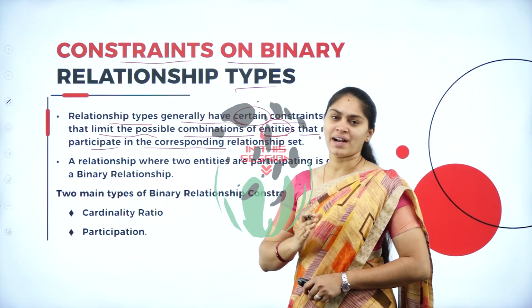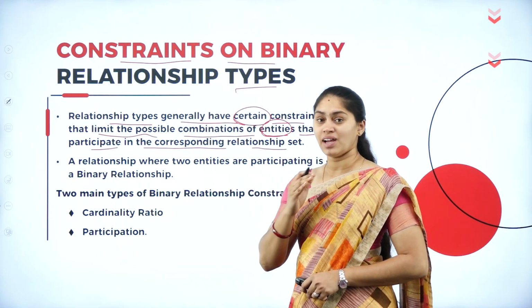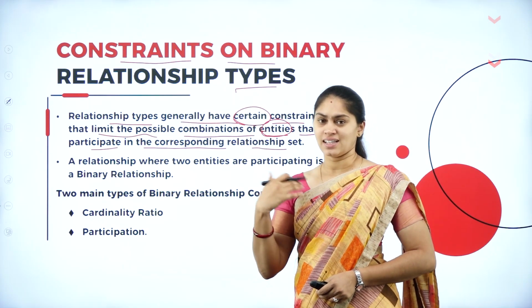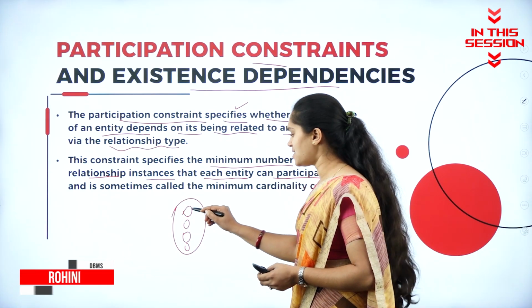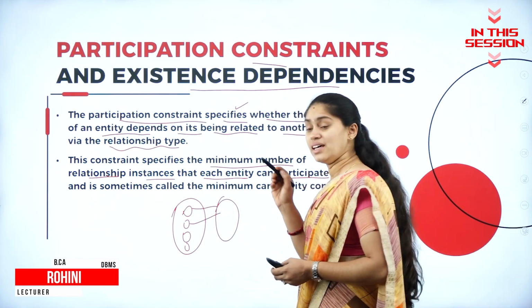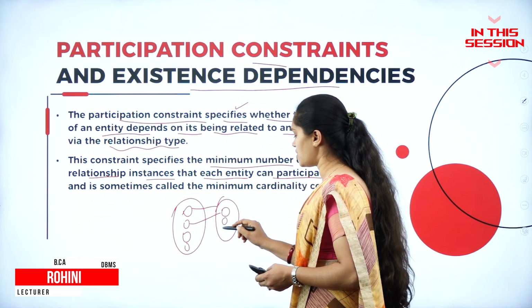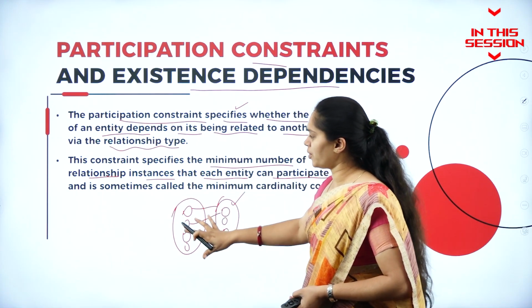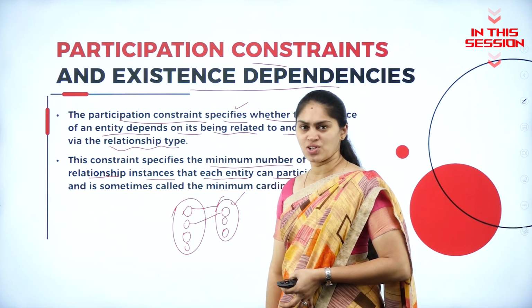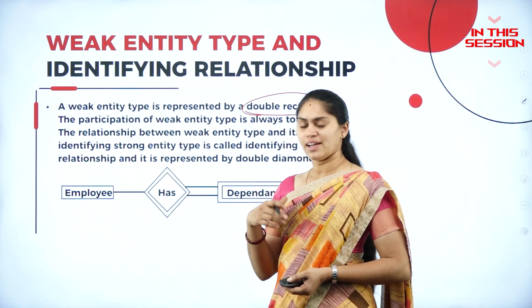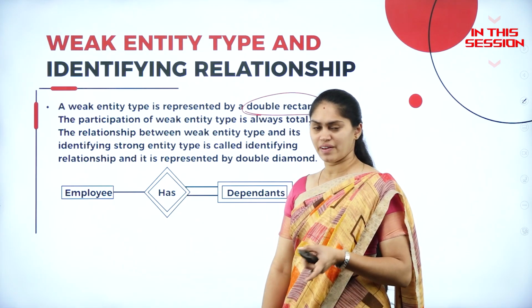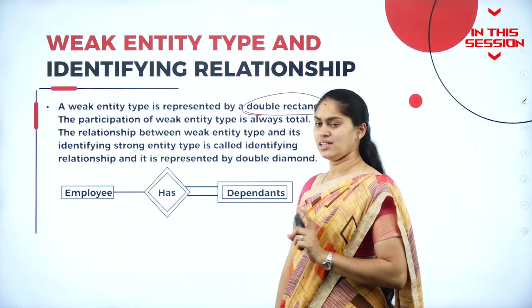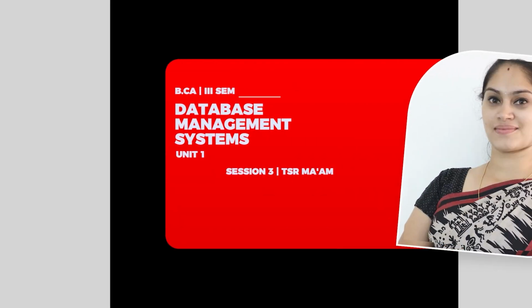Many entities should participate in a relationship, then we are going to call that a constraint, that is limiting the participation of an entity in the relationship set. What is the minimum number of entities that are going to participate in the relationship with instances of another entity, that will specify the participation constraint. A single rectangle specifies the relationship, but if we have a double rectangle, that specifies a weak entity relationship type here.